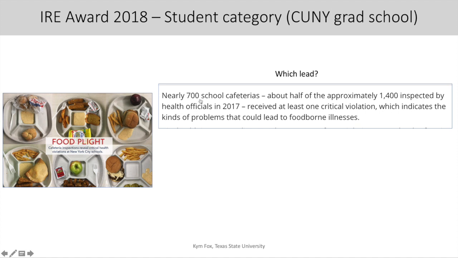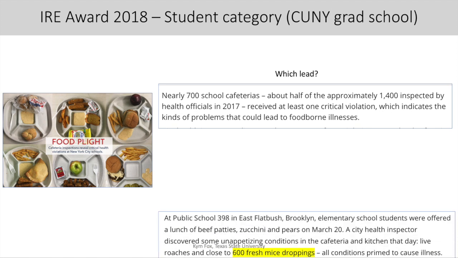So this is one paragraph that could be a lead, right? Nearly 700 school cafeterias, about half of the approximately 1,400 inspected by health officials in 2017, received at least one critical violation, which indicates the kinds of problems that could lead to foodborne illness. Now that's the kind of findings you might have from your data, right? So you might have these numbers that say, look, this is what I found. Nearly 700 school cafeterias, approximately 1,400 inspections, at least one critical violation. That's putting some information out there for the reader to take in, right? This has some impact. So would you use that for a lead, or would you use this?